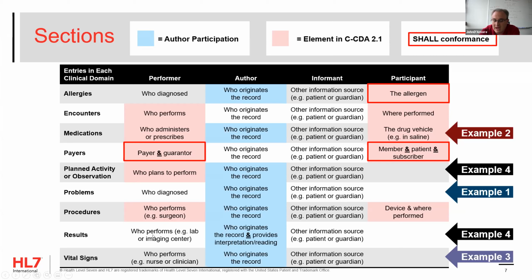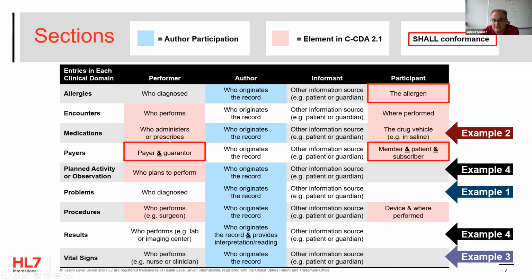For results, we have an example out in the CDA examples task force that has who performs as being the lab or an imaging center. The reason this becomes important is that if you want to track the time that a result is actually completed, this has become really important as part of COVID, because there's a big lag between when you collect the nasal specimen and when you actually have it completed or resulted. You can have the performer time associated with that. And then you can look in the other sections for what that means as well.